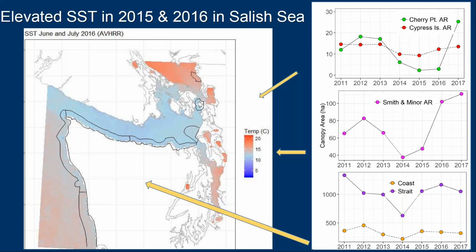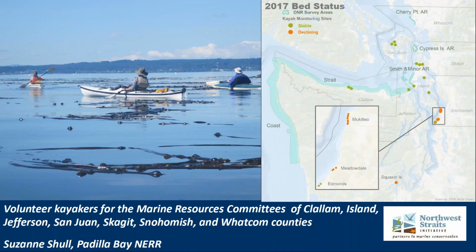Okay, next. We have a lot of volunteer kayakers who are great, and their on-the-ground work confirms the DNR aerial photography that I just showed you, which is there are a lot of little green sites that as of 2017 are stable. Whereas if you look at the orange sites, you'll see that we still have declining beds in the inner basins. And so we're looking forward to 2018 since we're expecting the high temperatures to continue to ease, and we may see recovery there.